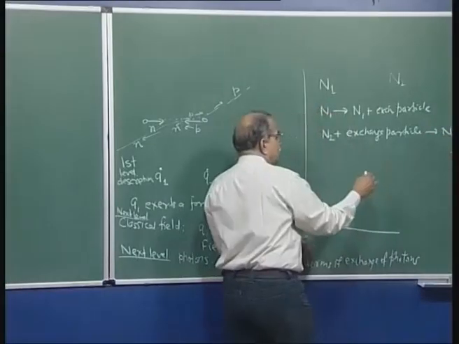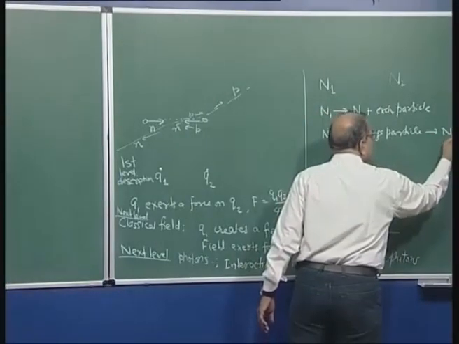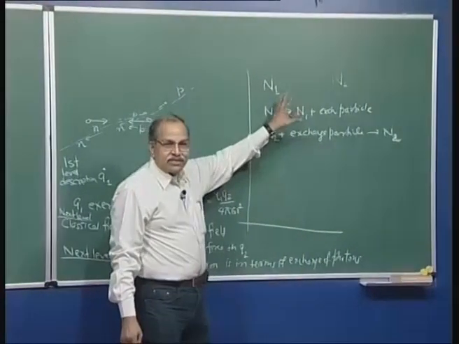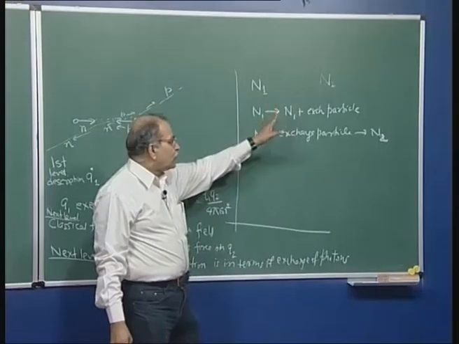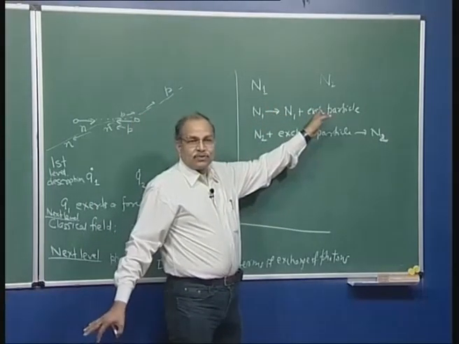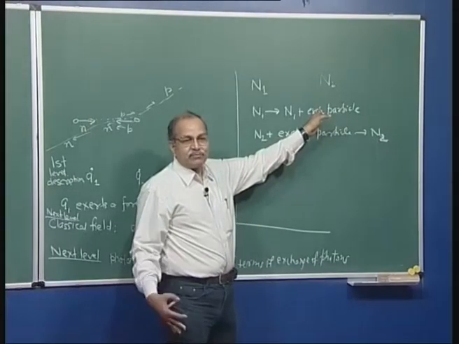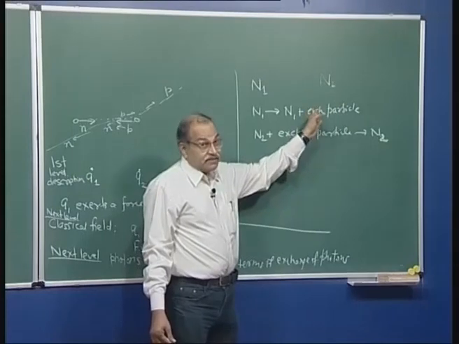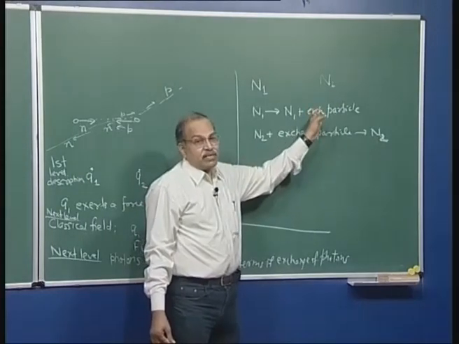So, N2 absorbs that particle. That is how the interaction will go. Now, what kind of particle is this? Photon has no charge and no rest mass and so on. This particle can have charge, can have mass.